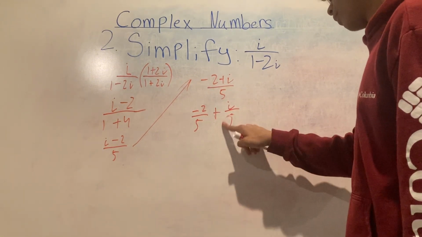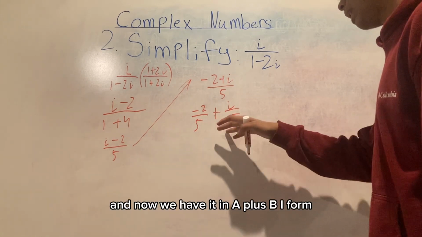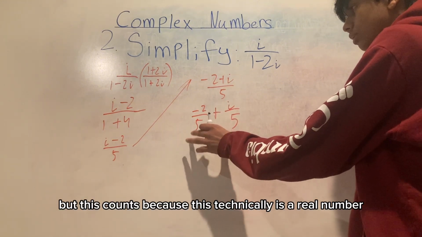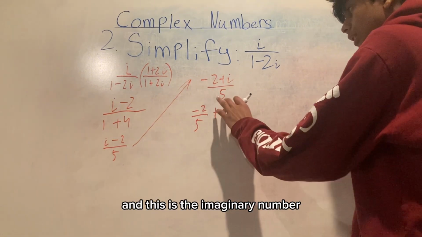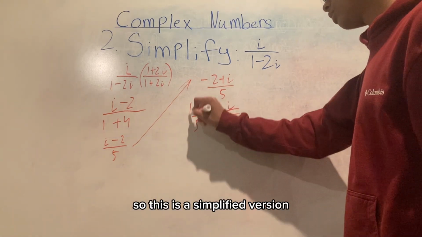And now we have it in a plus bi form, even though it's in fractions. But this counts because this technically is a real number, and this is the imaginary number, and it's in two different terms. So this is a simplified version.